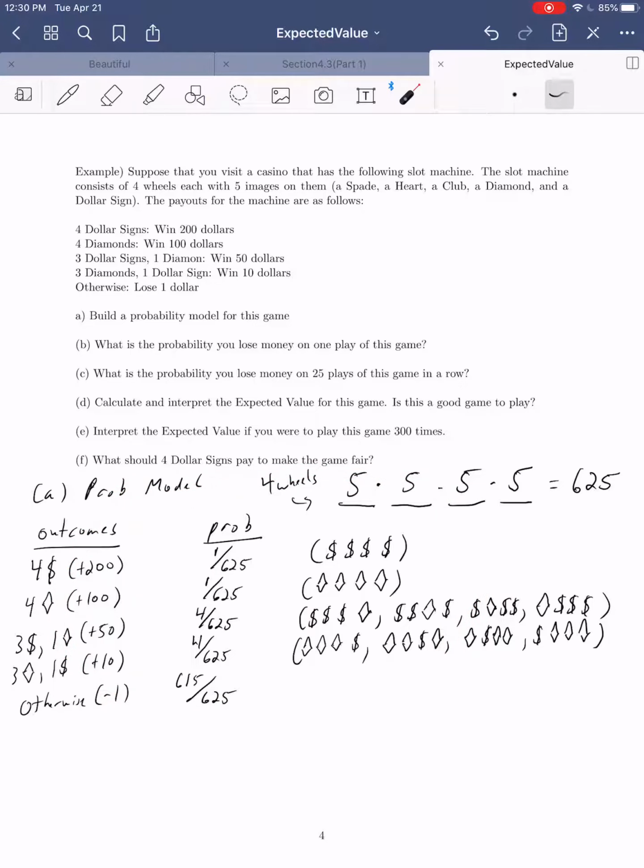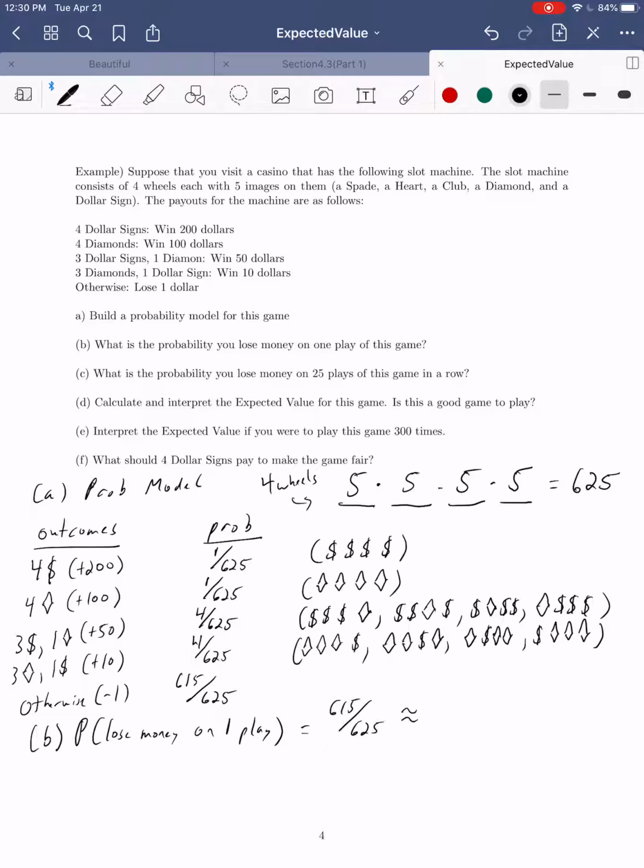All right, so this is our probability model. To be honest, once we have this, most of the other work should come pretty easily. So let's go ahead and calculate a quick probability. For B, we want the probability that you lose money on one play. So you're going to play the machine once. We want to know what's the probability you lose money. Well, the only way you lose money is right here. So that probability would be 615 out of 625.